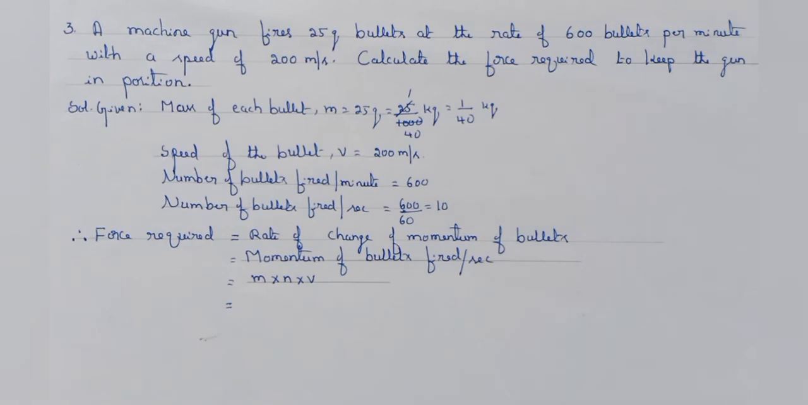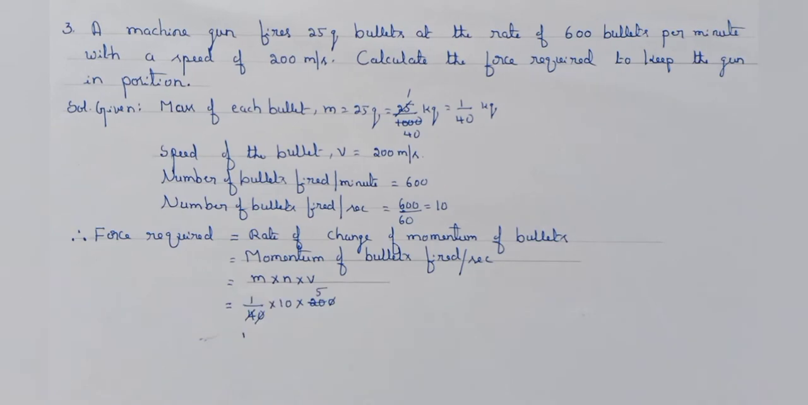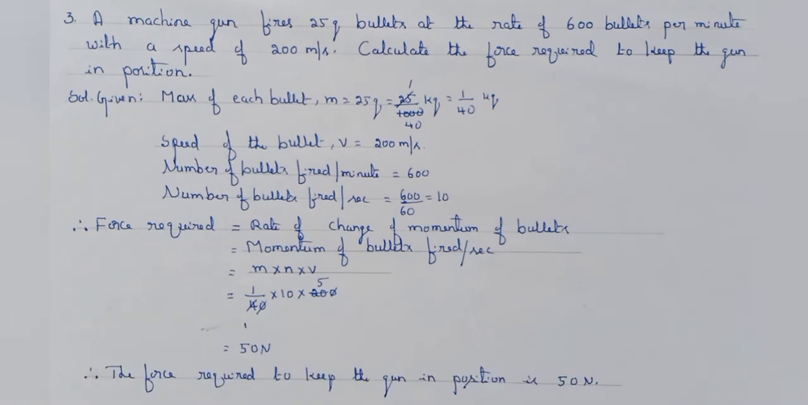Now substitute 1 by 40 in place of m, 10 in place of n and 200 in place of v. Divide: 4 ones are 40, 4 fives are 200 and 10 into 5 is 50. Therefore, the force required is 50 Newton. Therefore, the force required to keep the gun in position is 50 Newton.